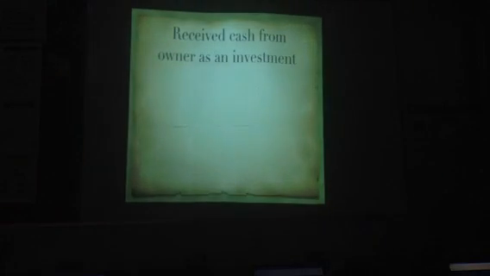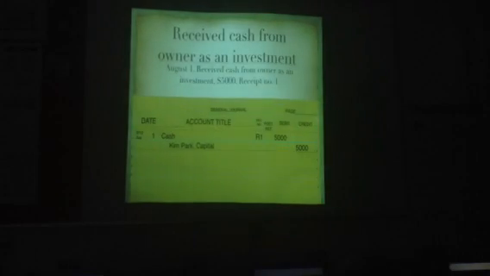All right. We're going to talk about receiving cash from owner as an investment. On August 1st, we received cash from an owner as an investment, $5,000, receipt number 1. That's what we just did. August 1st, date is on there. We do the debit account cash, the debit amount $5,000, the credit account, Kim Park Capital, the credit amount $5,000.